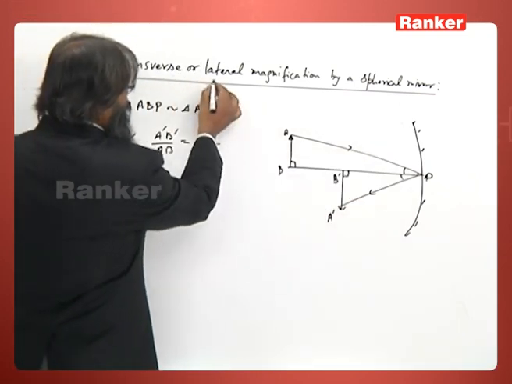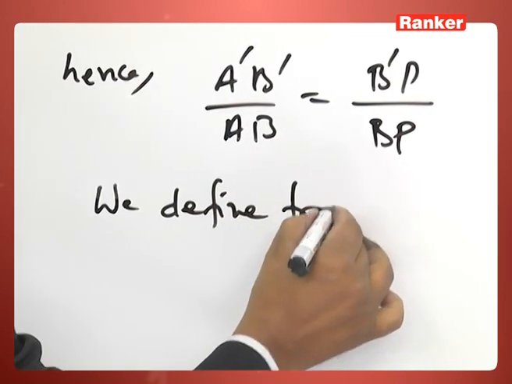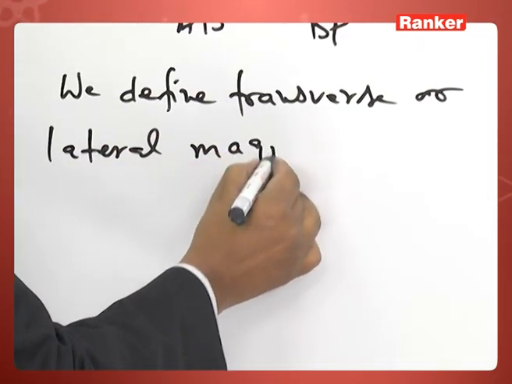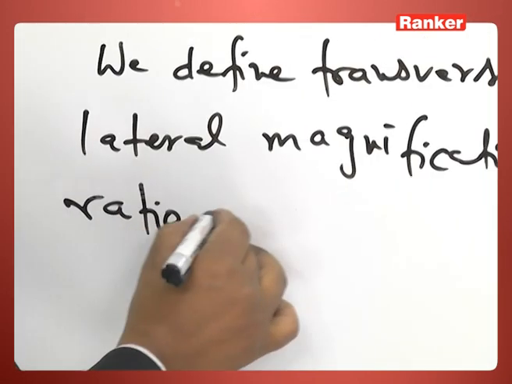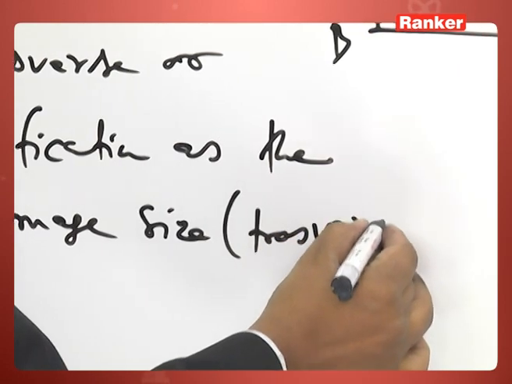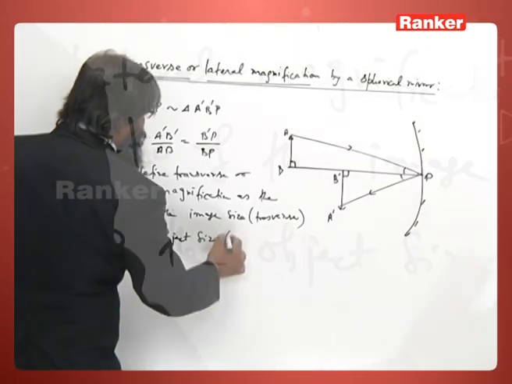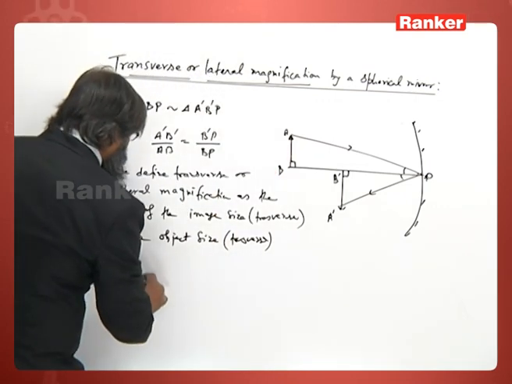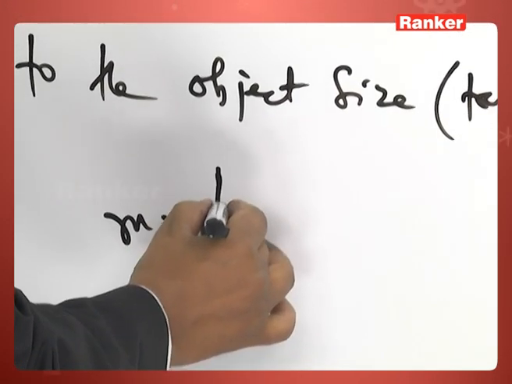Now, we define transverse or lateral magnification as the ratio of the image size, that is transverse image size, to the object size, that is in the transverse direction, the object and the image must be in this transverse direction. So suppose I say this is H2, image height or size, we will define this as H2 by H1.